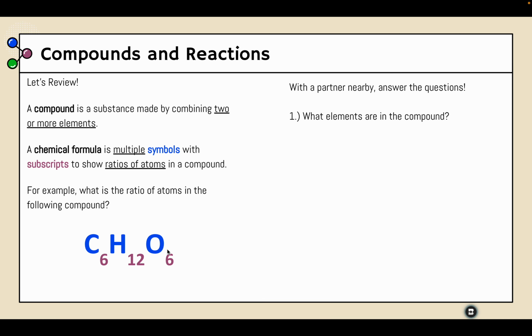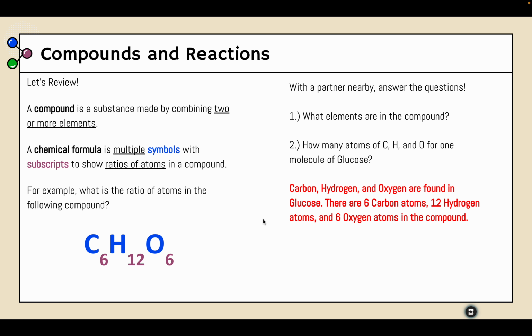So if we walk through these questions really quick, what elements are in the compound? We said carbon, hydrogen, and oxygen. Then we said how many atoms of C, H, and O for one molecule of glucose. We said there are 6 carbon atoms, 12 hydrogen atoms, and 6 oxygen atoms.